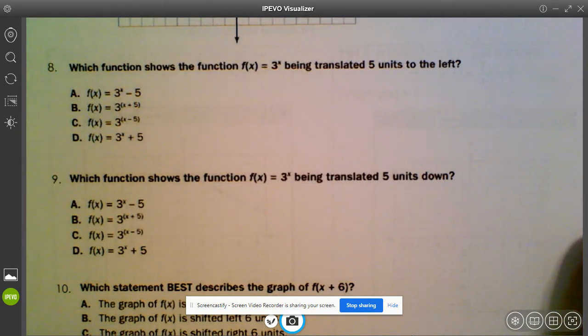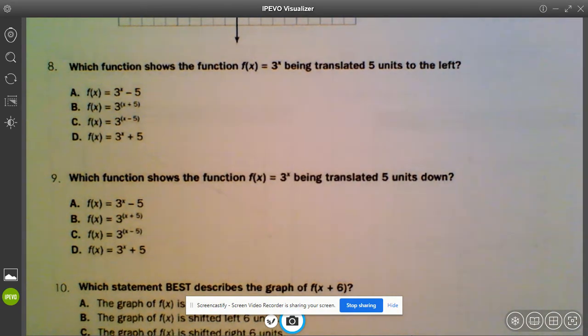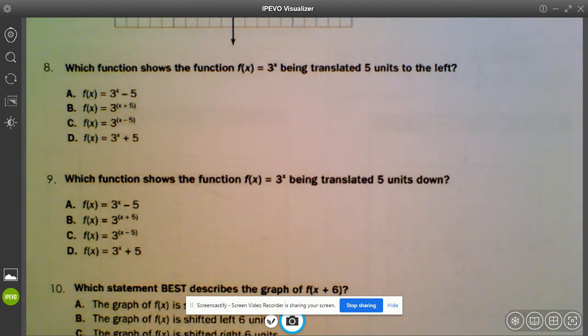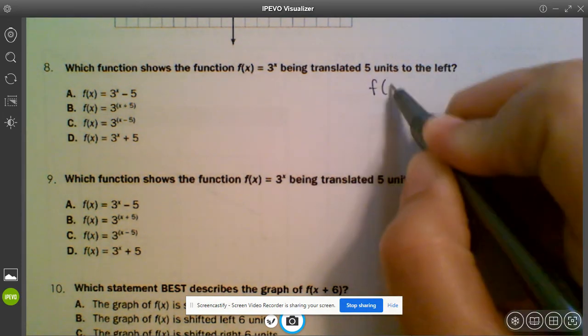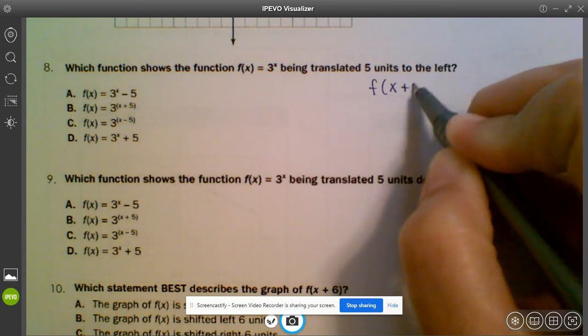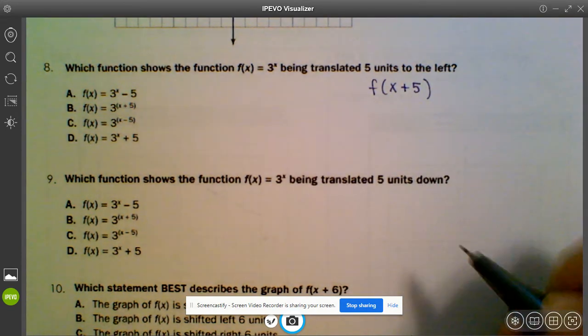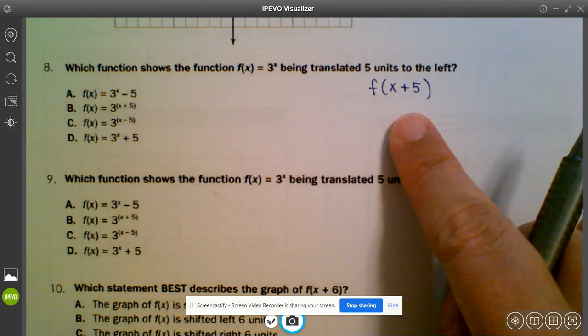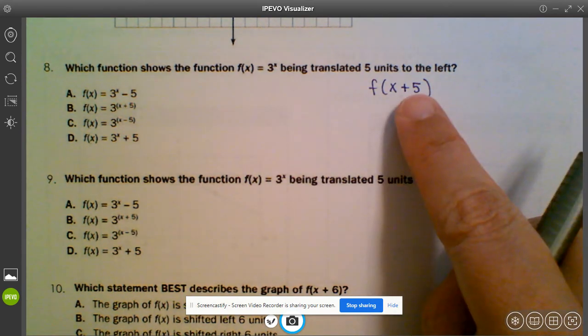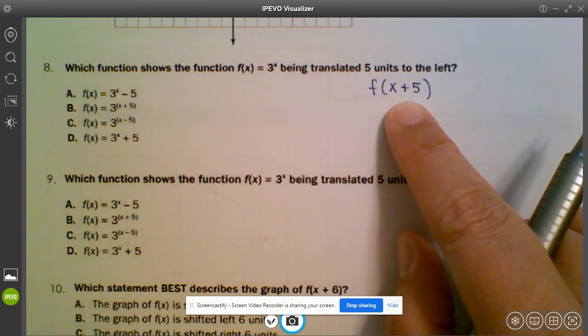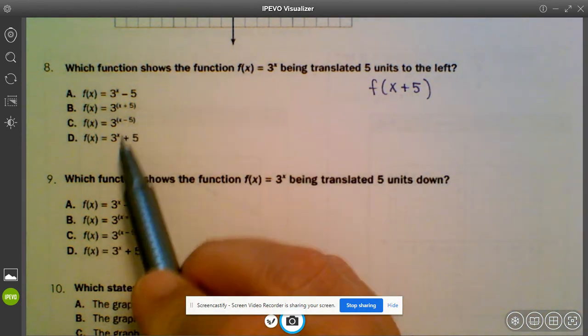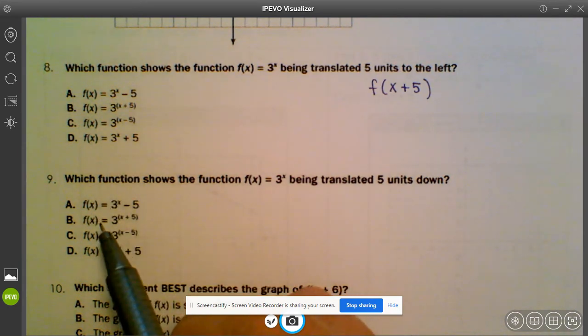All right, number 8. And let's go and throw number 9. Which function shows the function f of x equals 3 to the x being translated 5 units to the left? Well, remember, when we're translating 5 units to the left, we're doing the opposite of what we think should happen. Remember, crazy x's do the opposite of what we think. That happens here. So if we're shifting to the left, we're adding to x inside the function. Which one of these adds to the x inside the function?